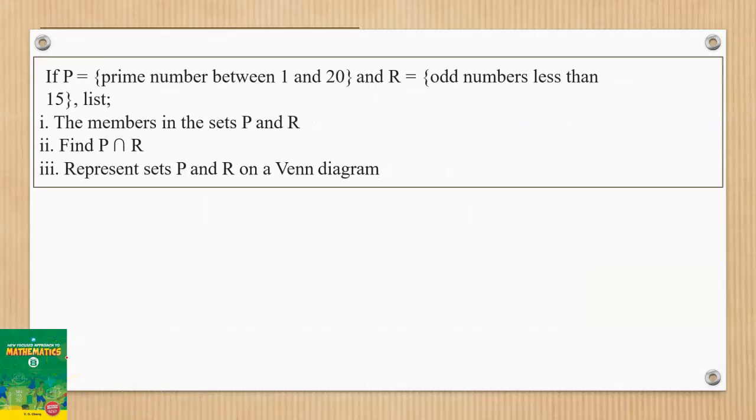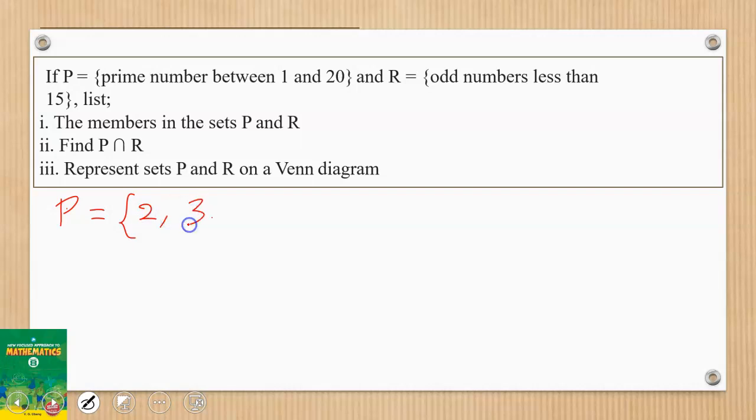Now let's look at this question here. The question says P is defined as prime numbers between 1 and 20, and R is odd numbers less than 15. We want to list all the elements of P, and that of R. Now when we say prime numbers between 1 and 20, we start from 2.